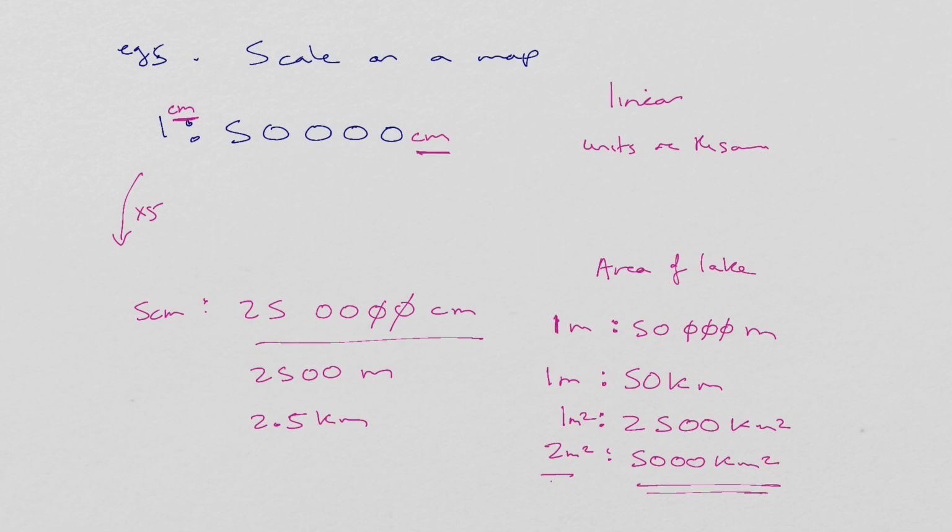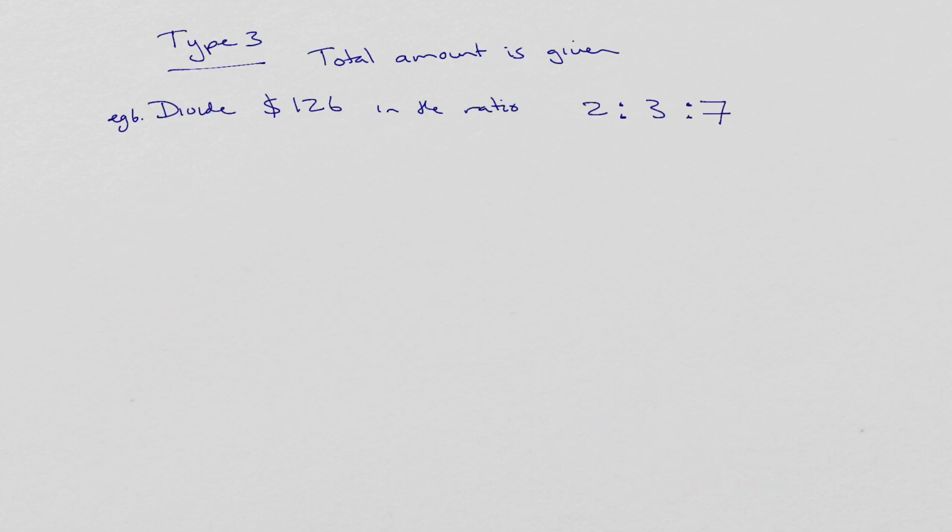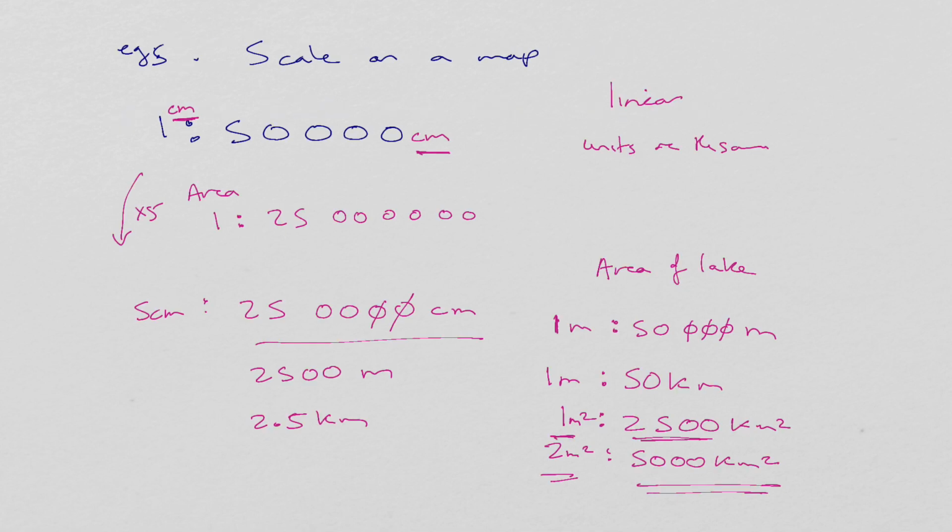You must change your ratio so that you're working with an area ratio. So if you have 1 to 50,000 centimeters, the area ratio is going to be 1 to 2.5 billion. So that's your area ratio. And that would be, for example, 1 square centimeter to 2.5 billion square centimeters, right?